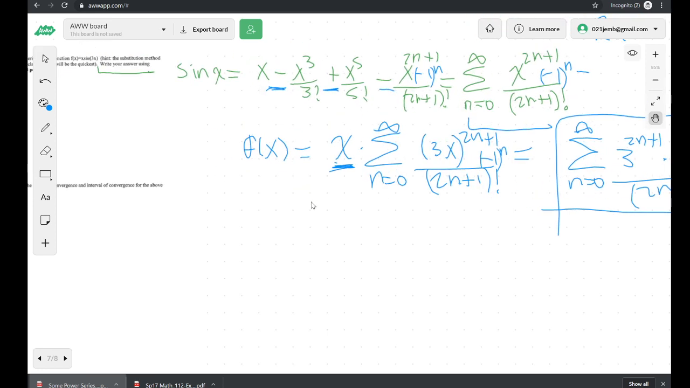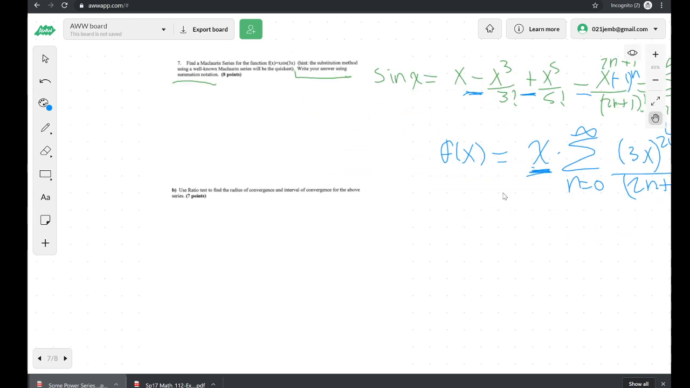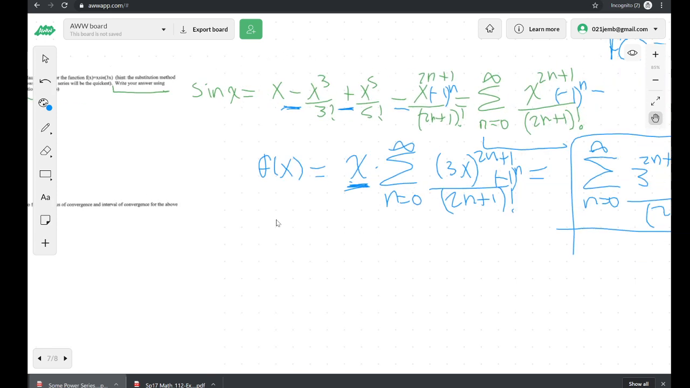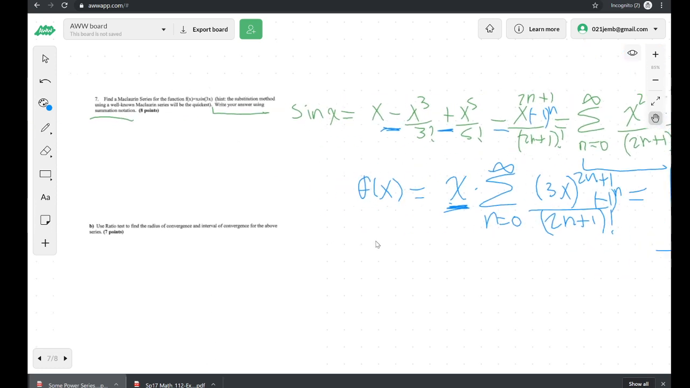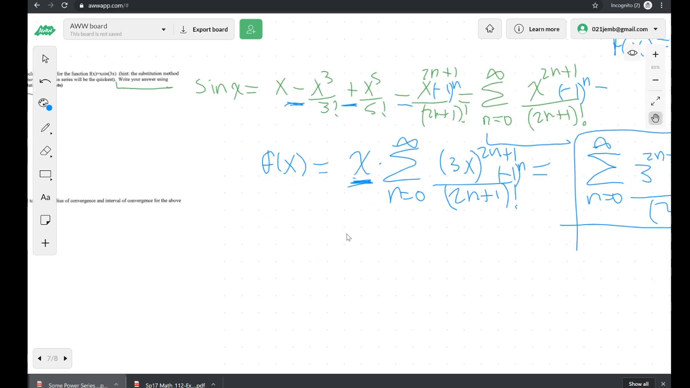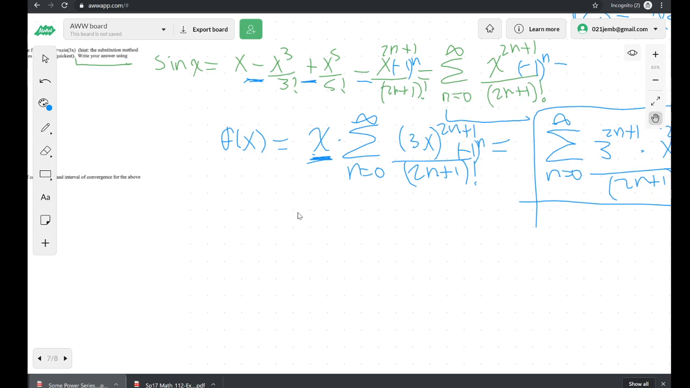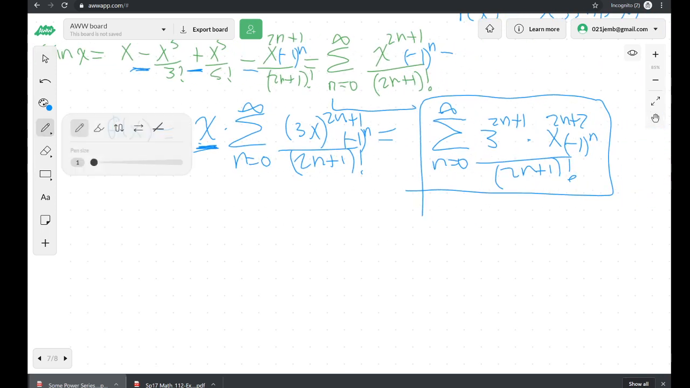For part B, use the ratio test to find the radius of convergence and the interval of convergence for the above series. All right, so let's see. All we have to do is use the ratio test. So that's going to be an easy way to find it.